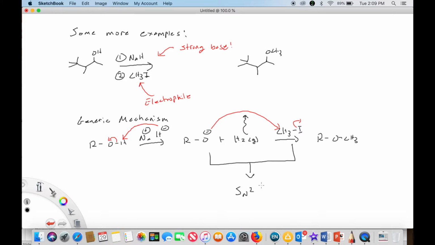Notice that this part right here is actually an SN2 reaction. Because of that, there are some factors that we're going to need to consider. One of the big things here is that, of course, SN2 works best on primary alkyl halides, or primary carbons for that matter, right? That means that you cannot use something that is tertiary. As an example, let me show you this.